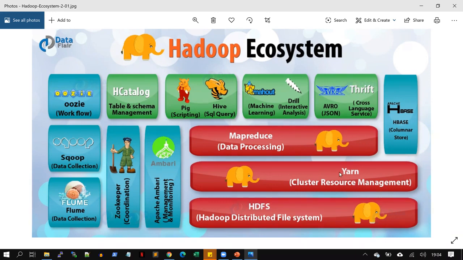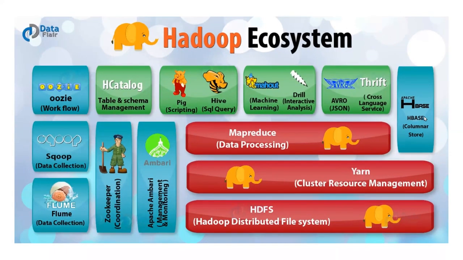Then you have something called YARN. YARN is used for resource management. On top of that, you have MapReduce, which is part of your data processing. By default, anybody who downloads and installs Hadoop is going to get HDFS plus YARN plus MapReduce. So if somebody asks you what Hadoop is, you can safely say that Hadoop is a combination of HDFS, YARN, and MapReduce.